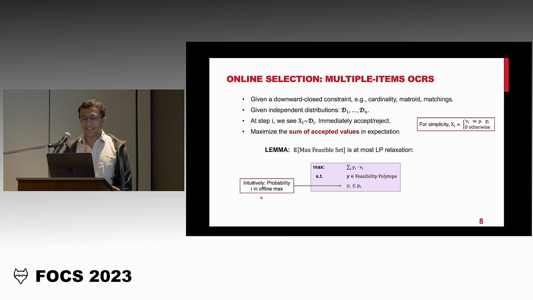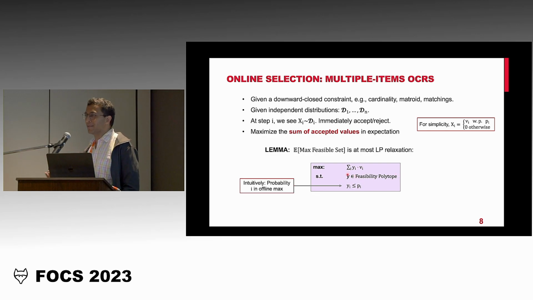And as before, I can write an LP relaxation for the problem. The expected max feasible set is given by a similar thing: the sum over i of vi yi, where yi is at most pi, and you have some kind of a feasibility constraint.